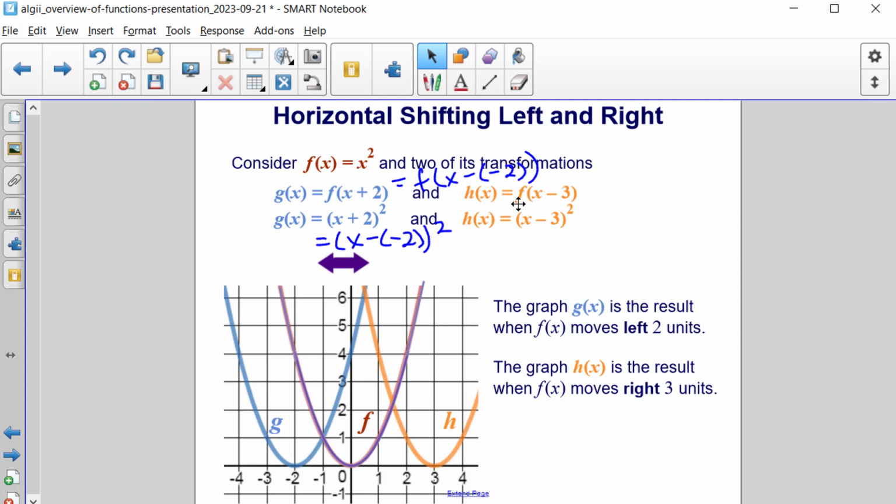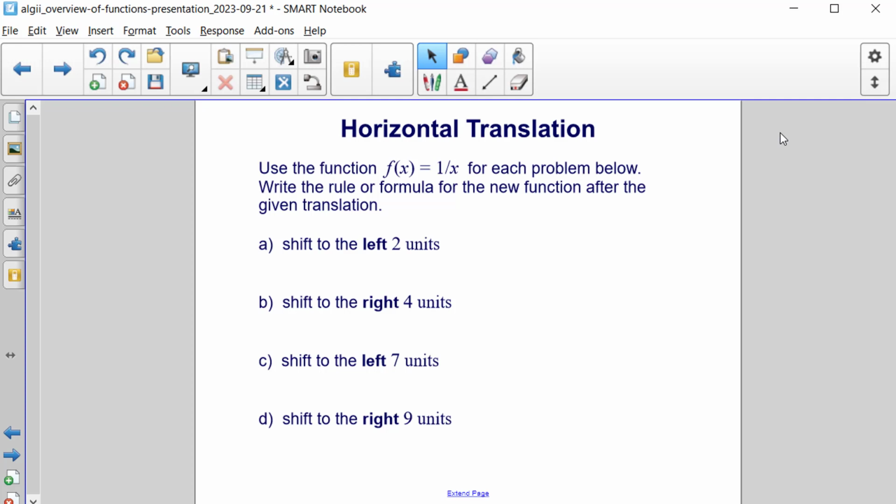h of x is equal to f of x minus 3 in parentheses. So our h value is a positive 3, so we're going to move the function f to the right 3 units. It can also be rewritten as the quantity x minus 3 raised to the second power. Now let's go through another example with horizontal translations.